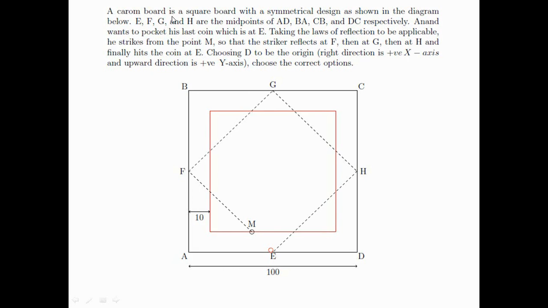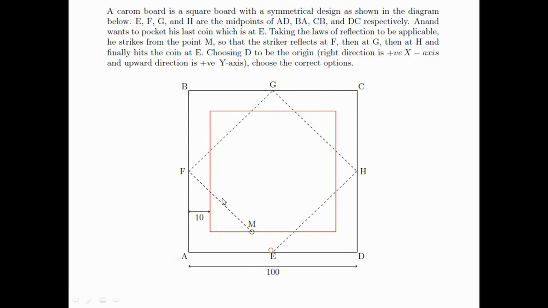Hello. A carom board is a square board with a symmetrical design as shown in the diagram below. E, F, G, H are the midpoints of AD, BA is F, BC is G, and DC is H.